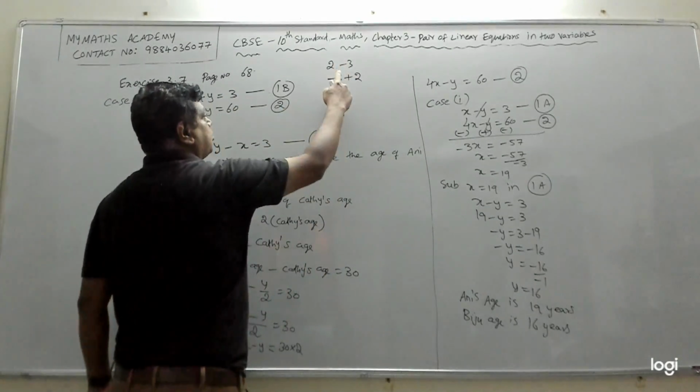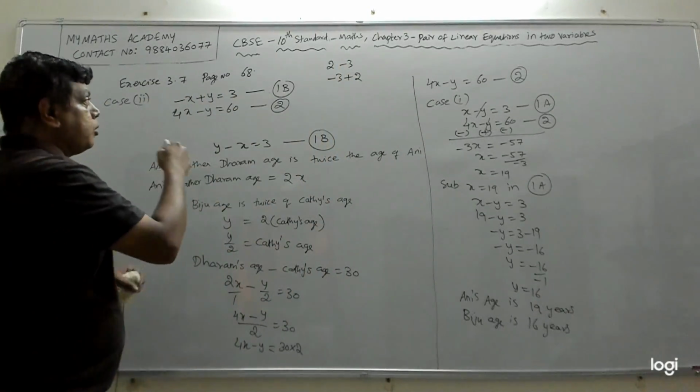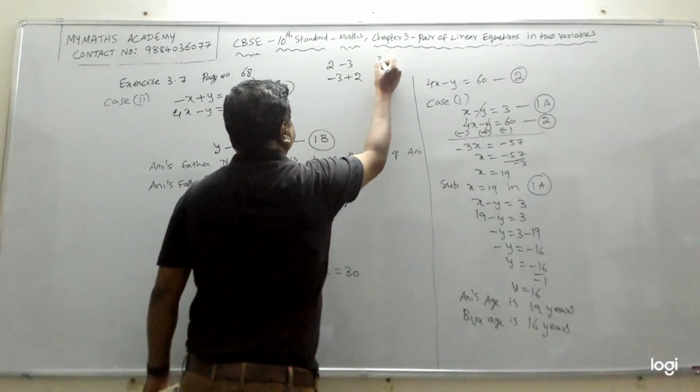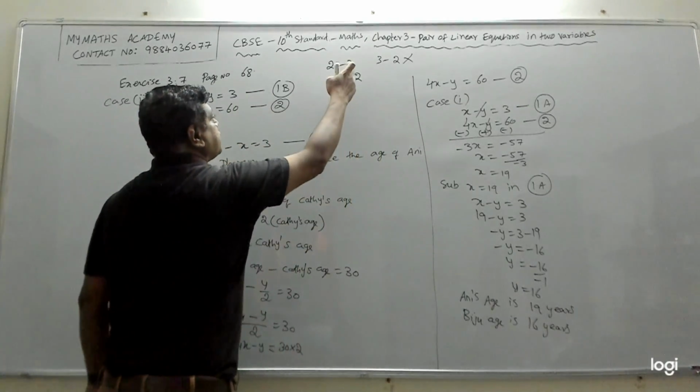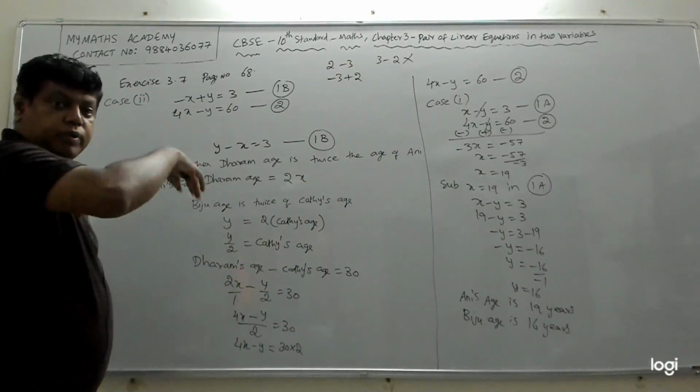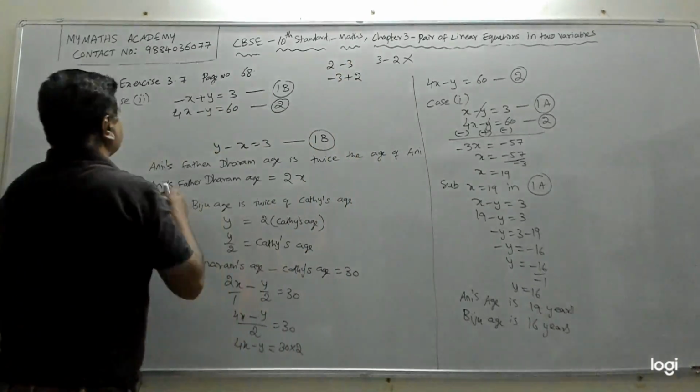Minus 3 plus 2, both are same. Right? You can't write 2 minus 3 as 3 minus 2. This is not right. You cannot write 2 minus 3 as 3 minus 2. You cannot just interchange these two. You have to interchange along with the sign. Fine. Anyway, so now let's continue.